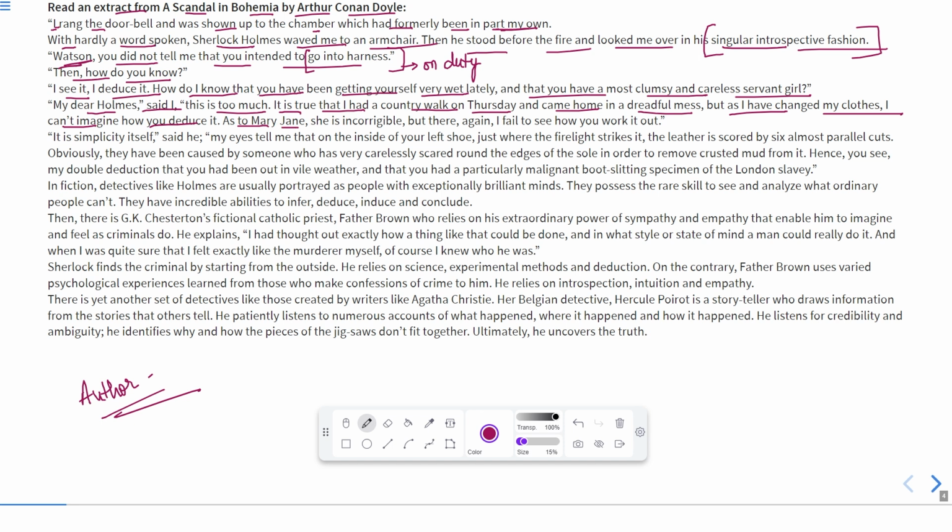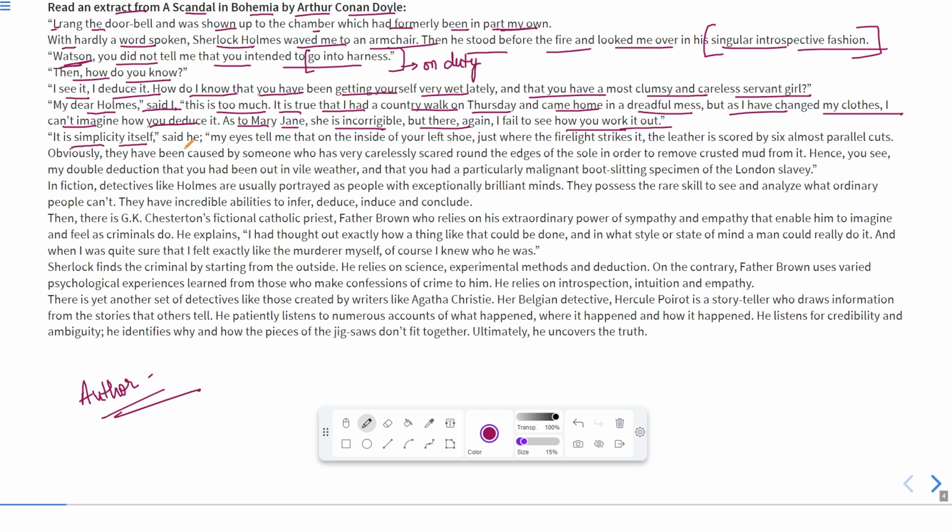"As to Mary Jane, she's incorrigible." Incorrigible means which cannot be changed, cannot be corrected, cannot be cured. If this word is said for a person, it means that person is consistent. You cannot improve that particular person if he is incorrigible. So she is incorrigible, he means to say that she is unchangeable, that she does not improve anyhow. "But there again, I fail to see how you work it out."